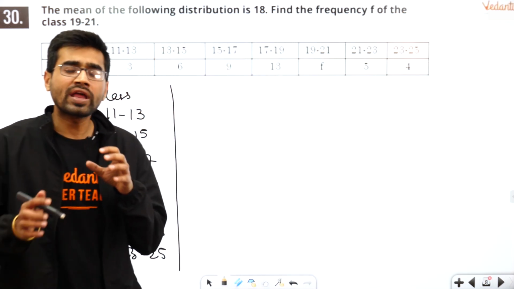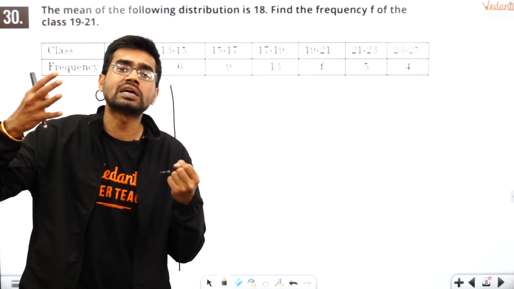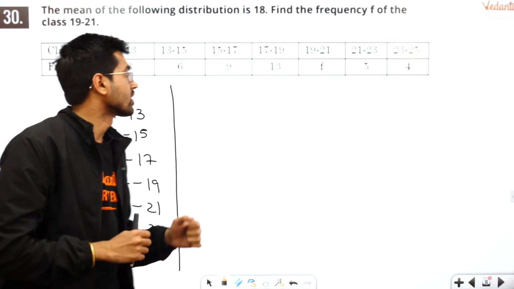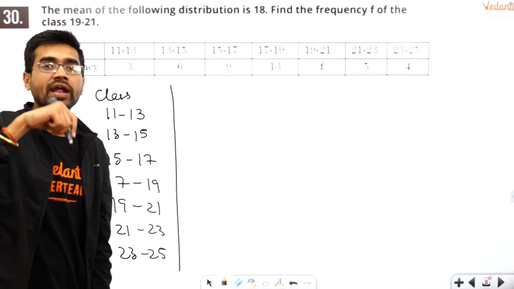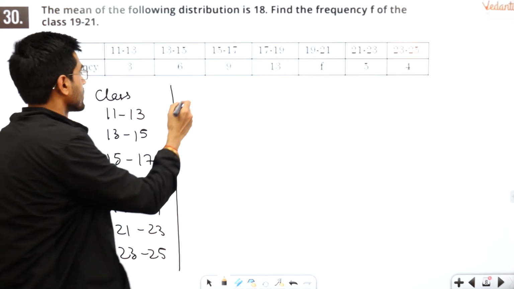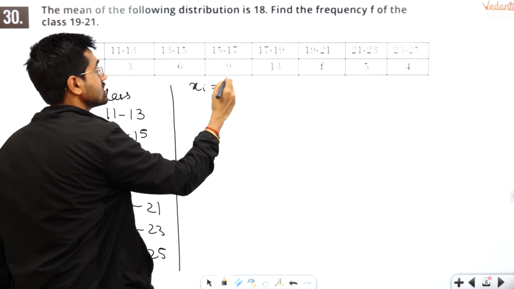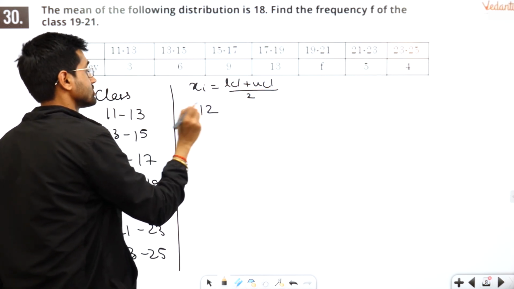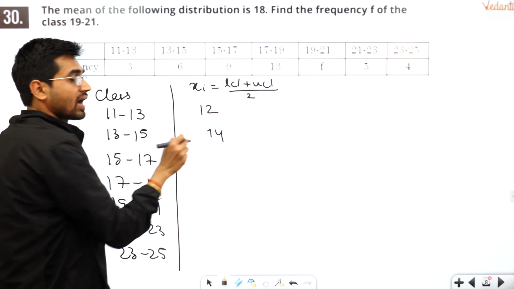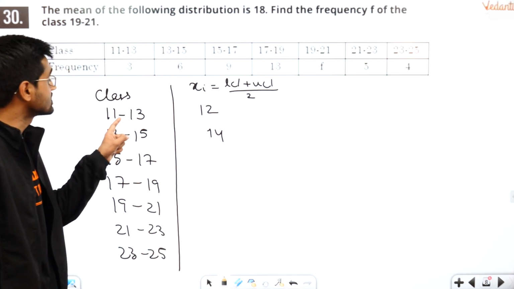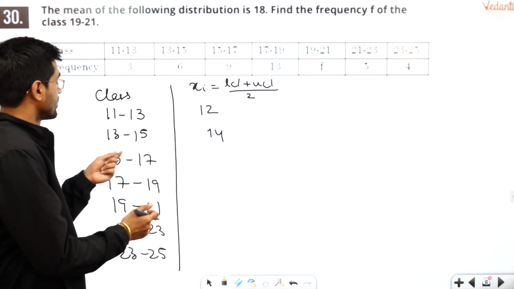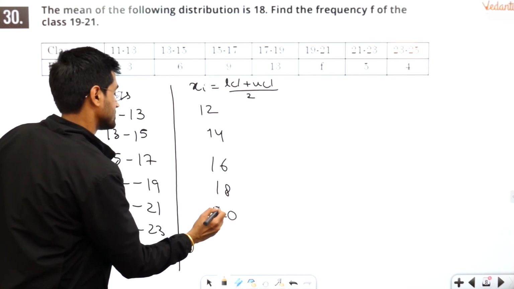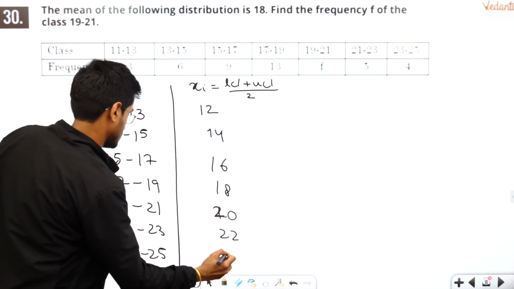Class marks are found by lower class limit plus upper class limit divided by 2. So 11 plus 13 divided by 2, 24 by 2. I am finding xi, which equals LCL plus UCL divided by 2. I'll get 12. I'll get 14. I'm not actually calculating, I'm seeing this is the middle value. So I get the middle values: 15, 17, 16, 18, 20, 20, 22, 24.